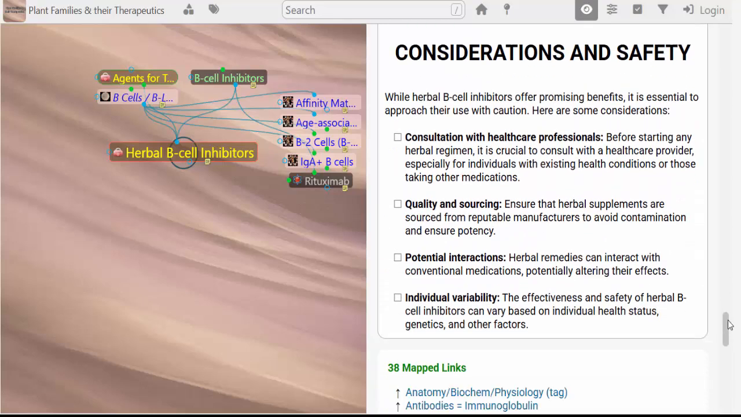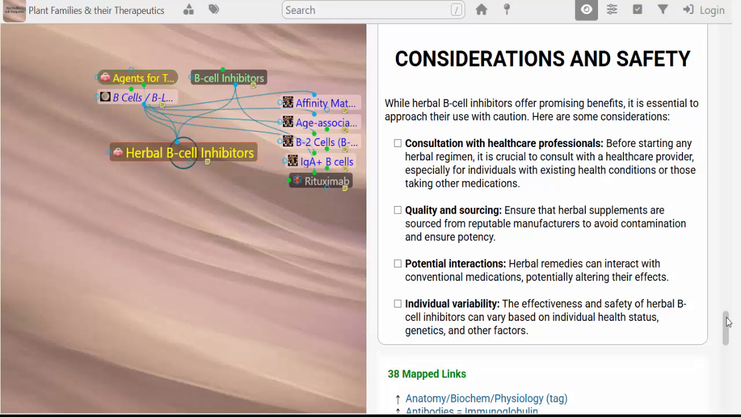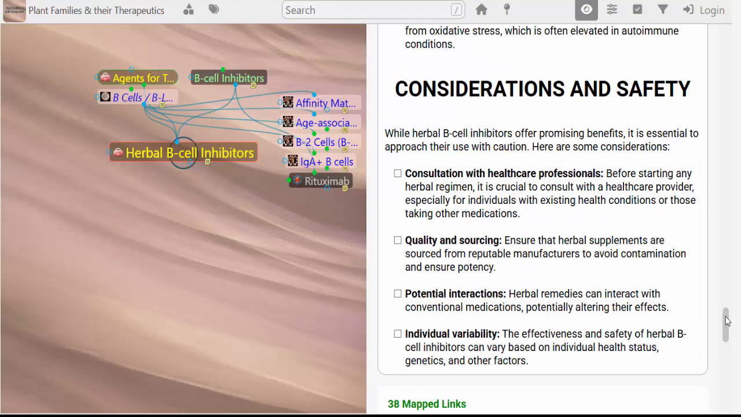Before starting them, it's important to consult with a healthcare provider. You want to make sure you have good quality in sourcing of the herbs. Some herbal remedies interact with conventional medications. We already know that, so you check the cautions. And then individual variability is always a factor.